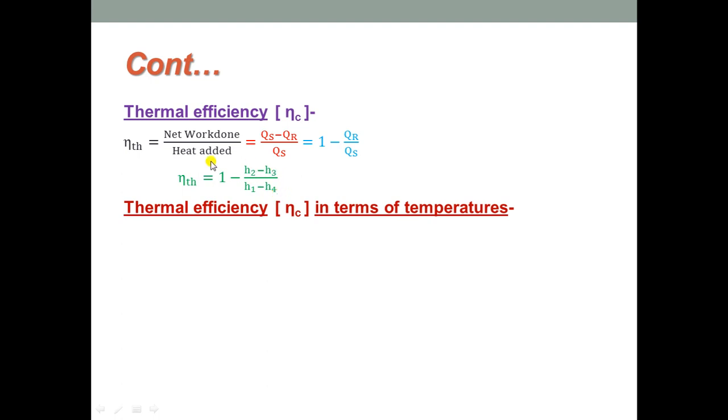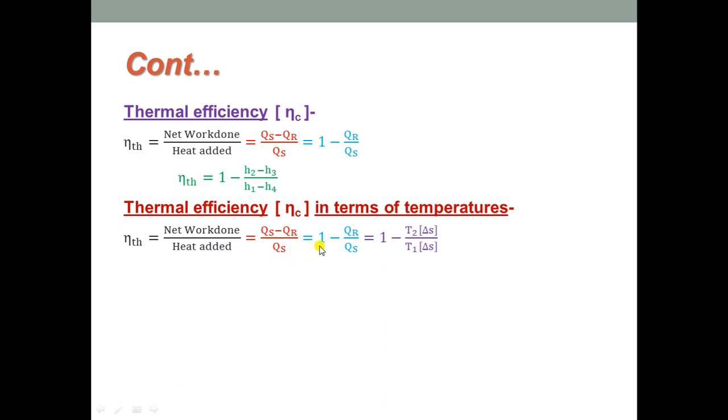Next, the expression we have obtained here is based on enthalpy. So, now we can also obtain an expression in terms of temperature. For that, we once again make use of the definition of thermal efficiency, that is net work done over heat added. So, net work done can be written as heat supplied minus heat rejected, divided by heat supplied.